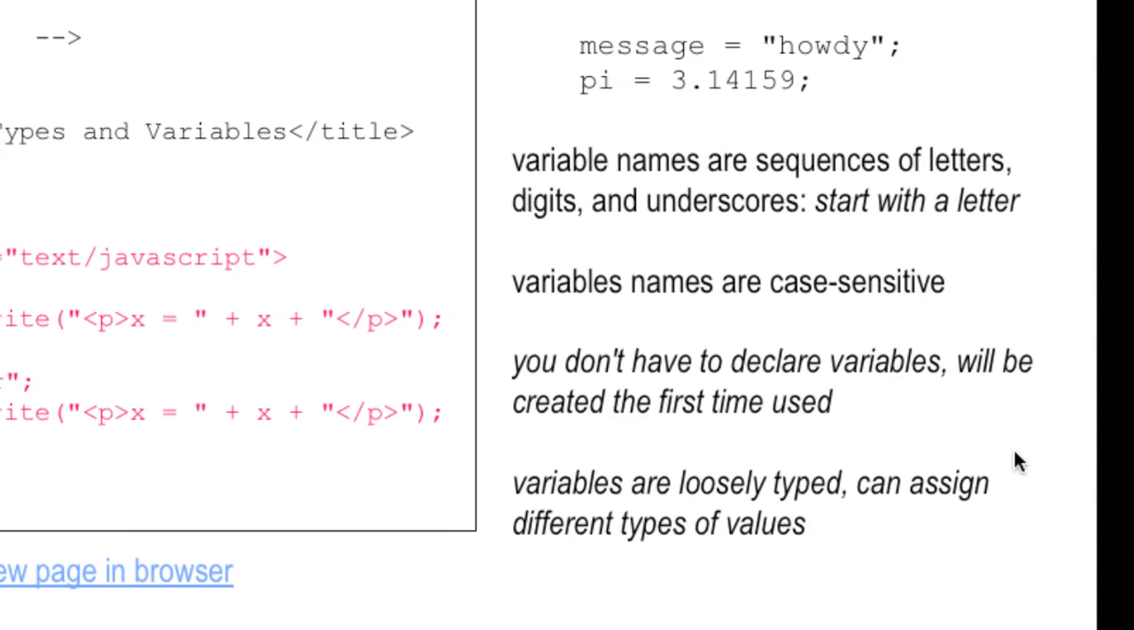So variable names are case sensitive, which means a capital X and a lowercase x are two separate variables. You don't have to declare variables. They will be created the first time you use them. So if you're familiar with programming techniques and you go, oh, integer x, string x, you don't have to do any of that. There's no variable declarations. You just go x is equal to something or other. So it's kind of sloppy programming, but it's not meant for programmers. It's meant for scripters. And variables are loosely typed and can be assigned different types of values.